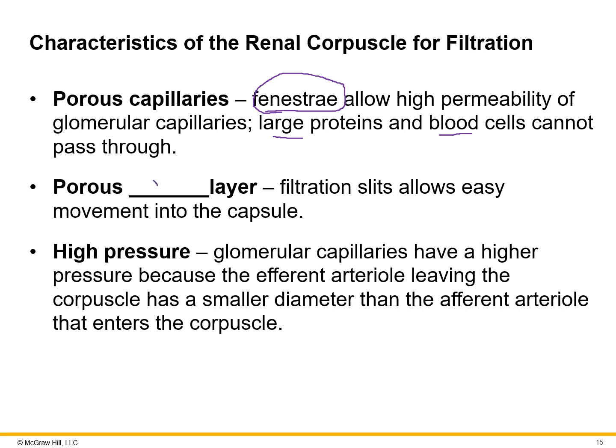The porous visceral layer allows this fluid, which is coming in through your afferent arteriole, to be squeezed out between your fenestration slits and end up in your capsular space. We did discuss the difference in the diameter of the afferent and efferent arterioles. The whole glomerular capillary network within the glomerulus has higher pressure because the efferent arteriole has a smaller diameter than the afferent arteriole.